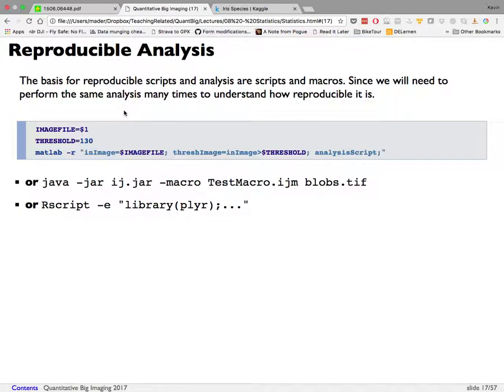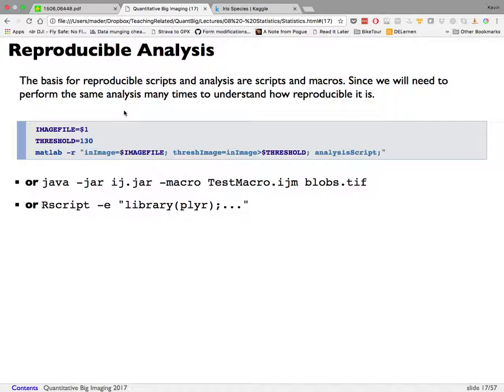So, the idea for reproducible analysis is that all of the analyses that we do are scripts or macros or workflows, in the case of time, that we want to be able to perform the same analysis many, many times very easily and see what the sensitivity to different parameters is. If you're using a tool like MATLAB, it might look something like this, where you have some code with parameters defined above that you then run as a script.